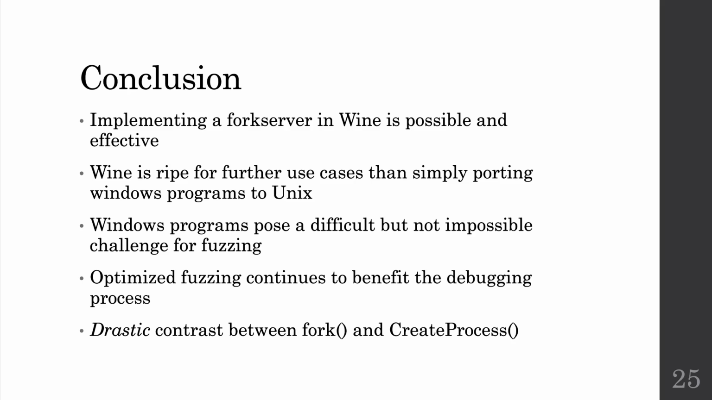This field continues to be interesting. Fuzzing continues to be effective and an important tool in debugging, and the Forkserver in Wine is just the first step towards future exploration of fuzzing Windows programs on Unix.